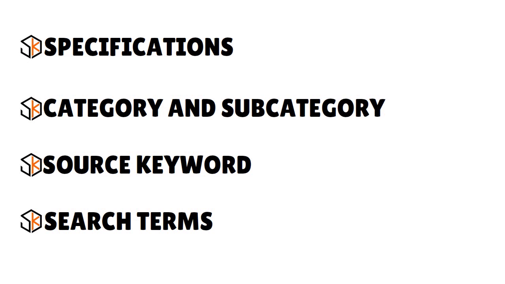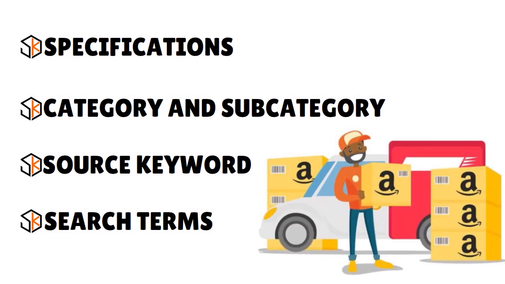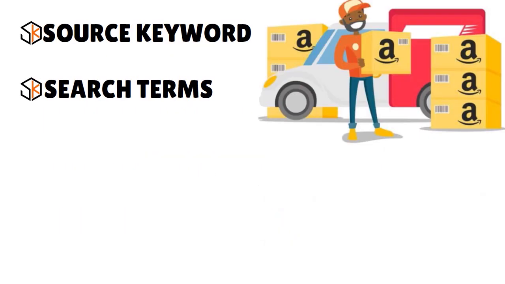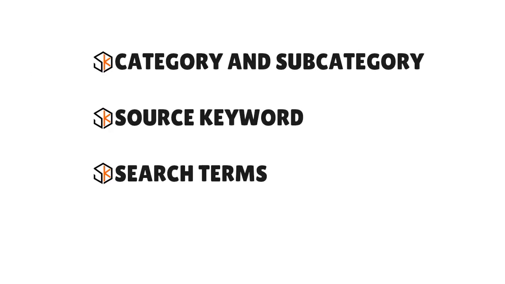So when we talk about the very first proven way to beat Amazon's A10 algorithm to increase your Amazon sales, it's relevancy. So within relevancy, think about title, product description, brand and manufacturer part number, features or bullet points, specifications, category and subcategory, source keywords, search terms.